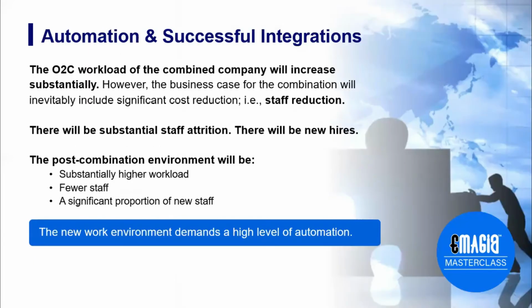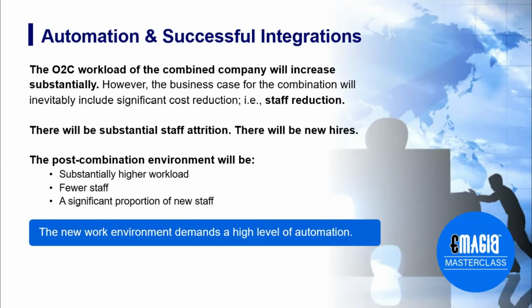All right. So where does automation come in? How can automation help in this integration of two companies? Well, a couple facts to consider. One, the O2C workload of the combined company is going to increase a lot, right? I mean, you're bringing in a whole company's worth of sales and transactions. But remember, the business case always includes significant cost reduction, which, you know, is staff reduction, right? There'll also be substantial attrition.